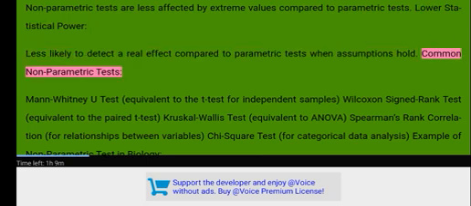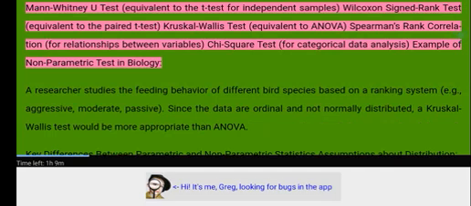Common non-parametric tests. Mann-Whitney U-test, equivalent to the t-test for independent samples. Wilcoxon signed-rank test, equivalent to the paired t-test. Kruskal-Wallis test, equivalent to ANOVA. Spearman's rank correlation, for relationships between variables. Chi-square test, for categorical data analysis.